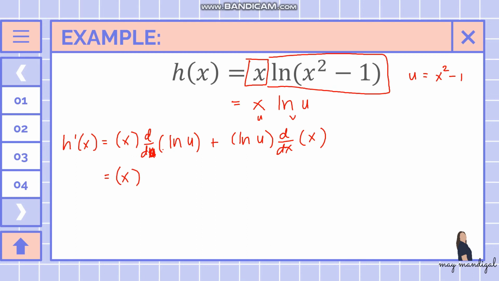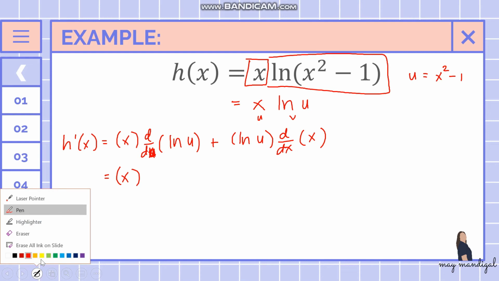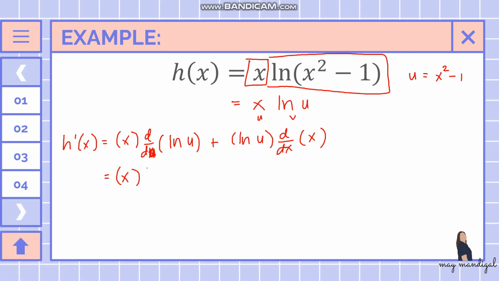Now for ln of u, since this one is a composite function, as we already identified before we start, we will be using the chain rule. So what you will do is, let's try to make or write a bracket here, like that. And then, let's apply the chain rule. You get the derivative of the whole function, or derivative of the outer function, which in this case is ln of u. Then you multiply it with the derivative of the inner function, which in this case is x squared minus 1.